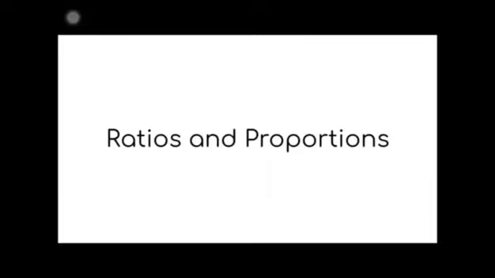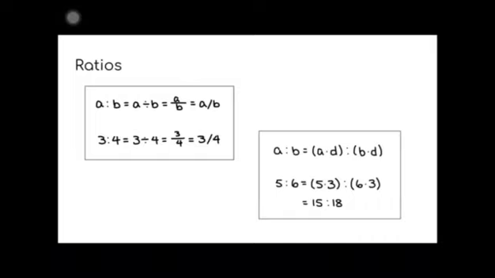Today, we're going to be talking about ratios and proportions. Ratios are used to compare two or more numbers. For any two numbers a and b, the ratio is written as a to b equals a divided by b equals a over b. For example, if a equals 3 and b equals 4, then 3 to 4 equals 3 divided by 4 equals 3 over 4 equals 3/4.